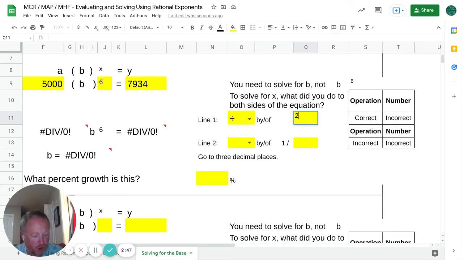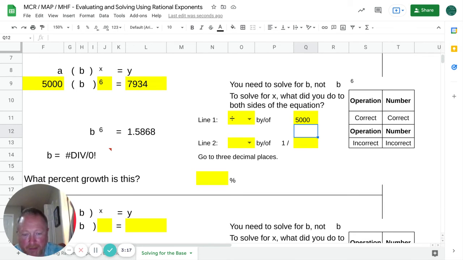Now, what if I put 2? It tells us right away that that is incorrect. So the operation was correct, but the number you used wasn't. Let's look at dividing by 5,000 and see if that tells us it's correct. Oh, it is. So now 5,000 divided by 5,000 is 1, and 7,934 divided by 5,000 is 1.5868. That's b to the 6.